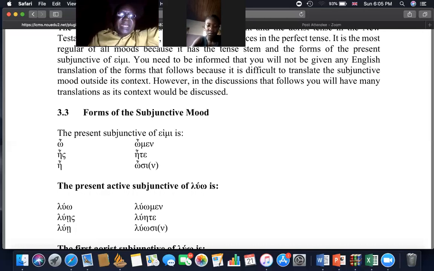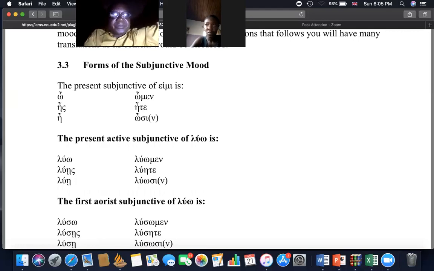Now, if you are looking at luo, look at luo. It looks almost identical with the first one. But at the second person, you have luis. At the third person singular, you have lui. At the plural, you have luomen, but the omen is omega, not omicron, like the other one.